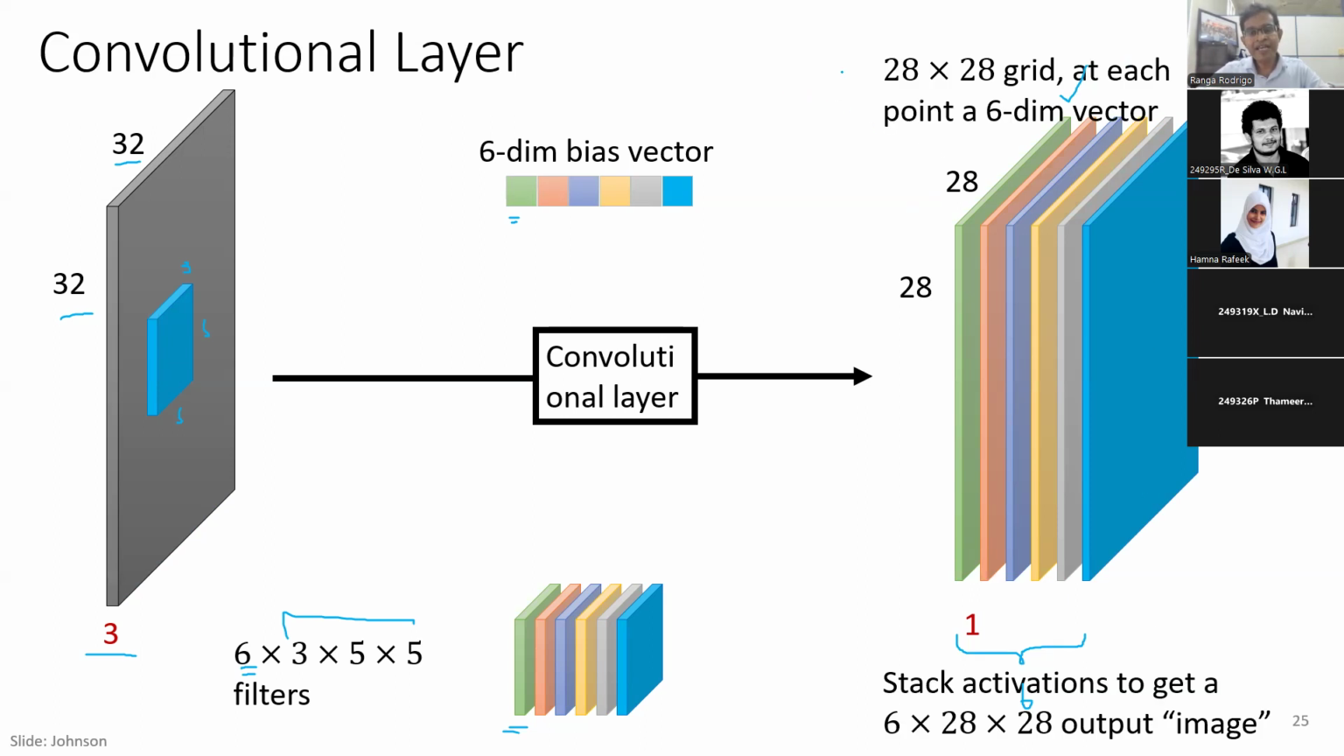So it is a 28 by 28 grid, and at each point, if you consider one point here, it will be a 6-dimensional vector. So we stack the activations to get a 6 times 28 times 28 sort of image again. When you run the next convolutional kernel, that kernel's depth should be 6 because of this.